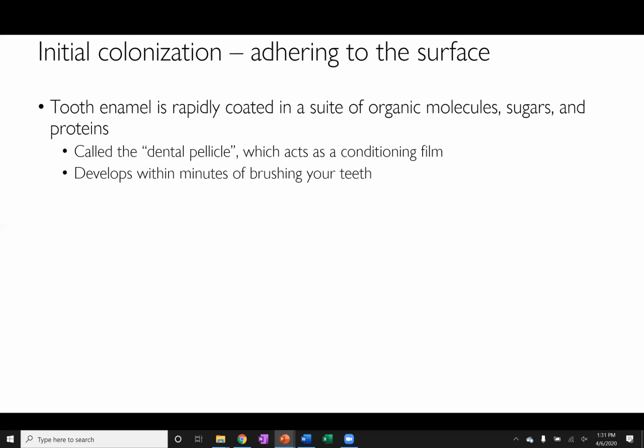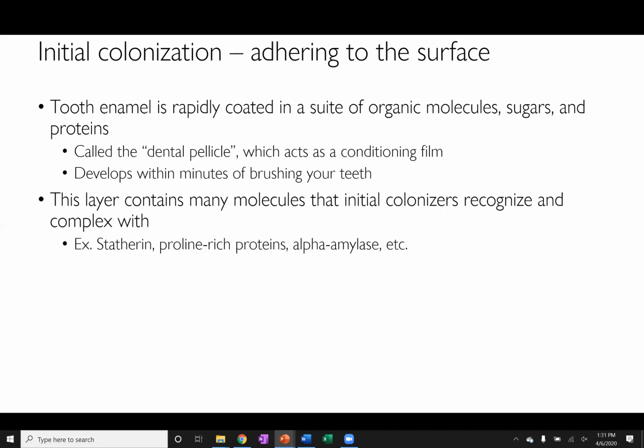And after you brush your teeth, even if you use Listerine or anything, this will develop within minutes of you brushing your teeth. So even though you get rid of your microbes by brushing them, they come right back real fast. This layer does contain many molecules that initial colonizers recognize and complex with or adhere to. These include statherin, proline-rich proteins, and alpha amylase, and a whole suite of other things.